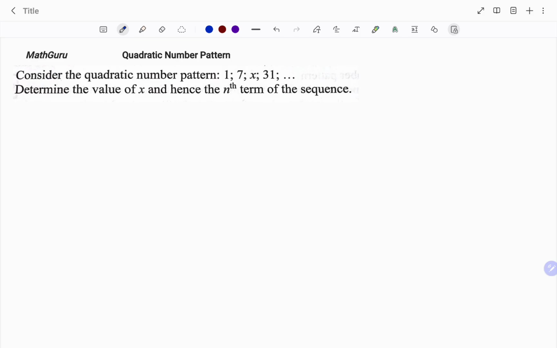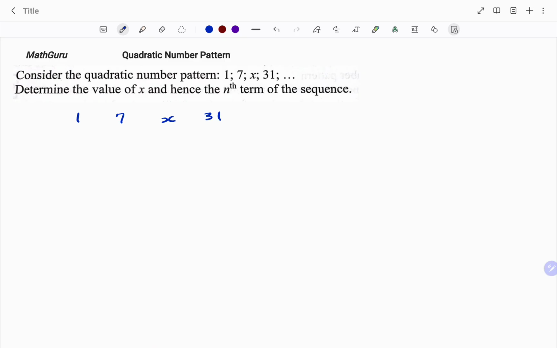A quadratic number pattern is one in which the second difference between consecutive terms is constant. In this example, we have considered the quadratic number pattern 1, 7, x and 31. Determine the value of x and hence the nth term of the sequence. I'm going to start by listing out the numbers: 1, 7, x and 31.